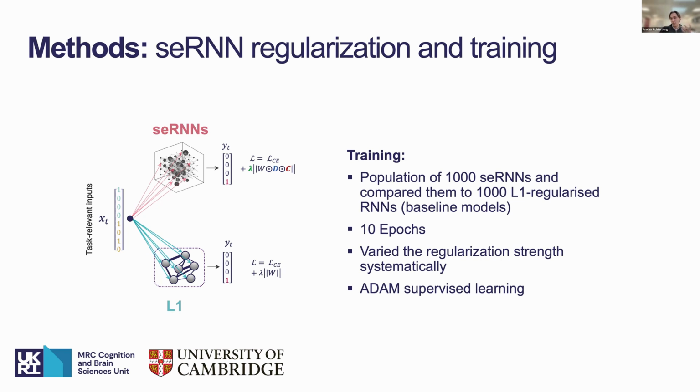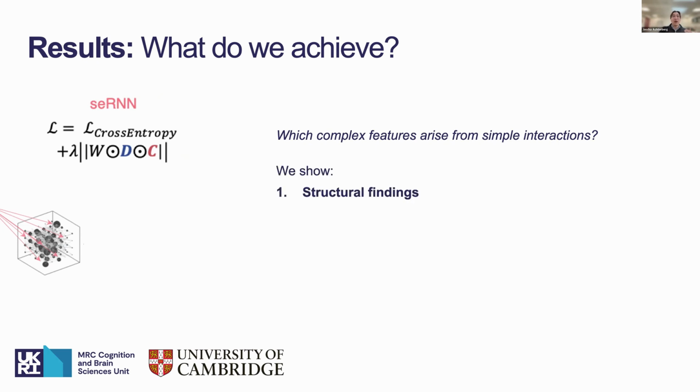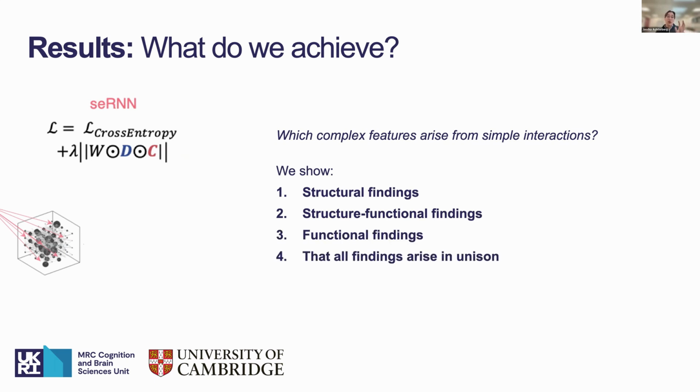Just to give you a preview of where we're going with this: in the seRNNs compared to the L1s, we can actually observe how those different implementations and priors all interact. We show in this project that there are really cool effects which go from structure, to structure-function, to purely functional findings. And we show that all these different findings arise in unison, as we would hope, so they're not disparate findings, but all linked together.